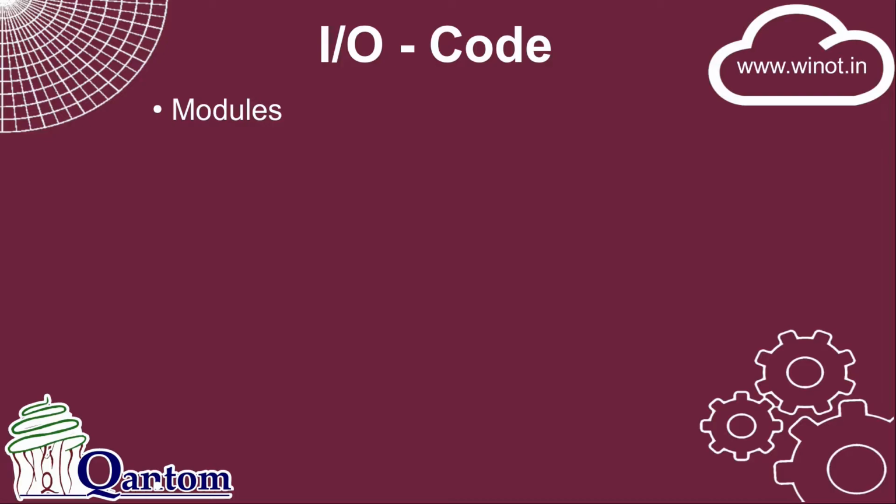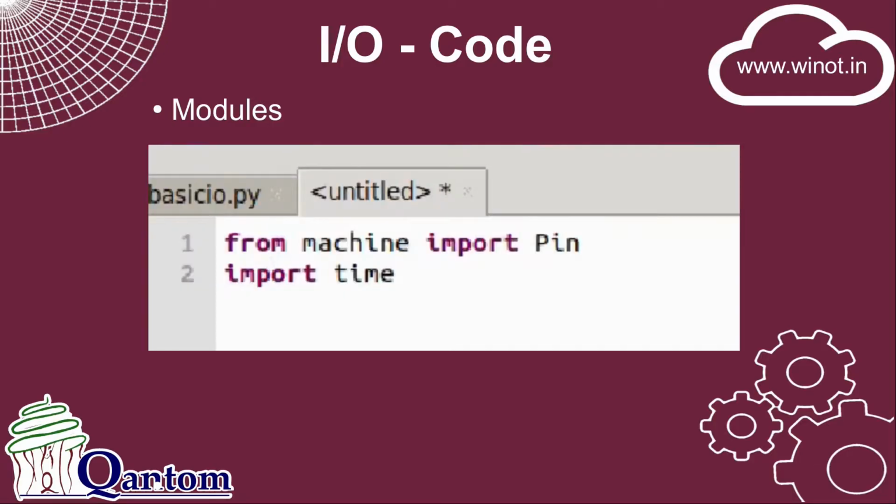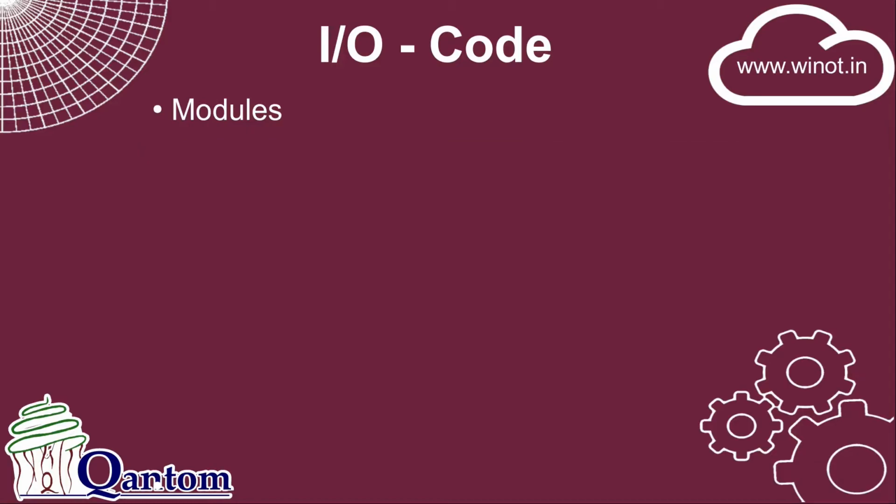A module is typically a file consisting of Python code. A module can define functions, classes, and variables. If you want to import only one class, then you would say from module name import class name. And that's what we've done in our first line of code. From the module called machine, we are importing the Pin class. And in the second line, when you say import time, you're importing everything that's in the time module. If you want to, you can also import specific functions from a module.